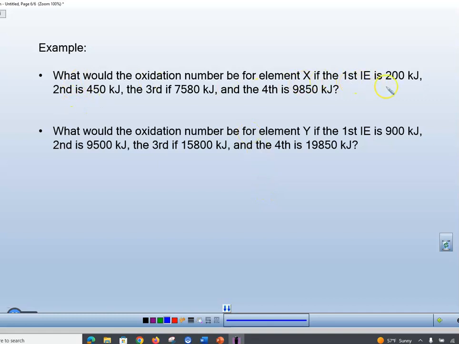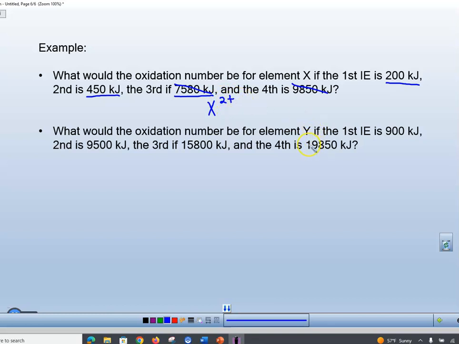So here we've got element X. To take out one of its electrons, we're going to get 200 kilojoules. To take a second, it's going to take a little bit more than double, 450. That seems reasonable. To take the third, we're going to need 7,580. This is one that's probably not going to happen. If you can't take the third, you can't take the fourth. So we would predict this element to probably only lose 2 of its electrons, so it would make a positive 2 charge.